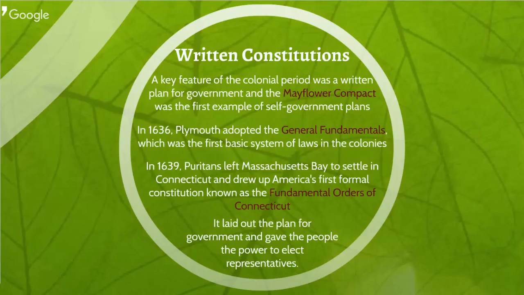And most importantly, it laid out the plan for government and gave the people the power to elect their representatives. The power to elect representatives in the colonies was extremely important. If you haven't figured it out yet, the American Revolution was primarily fought because we did not have the power to elect our representatives. So please keep that in mind, that representative government is absolutely key when discussing the beginnings of the United States government and Constitution.